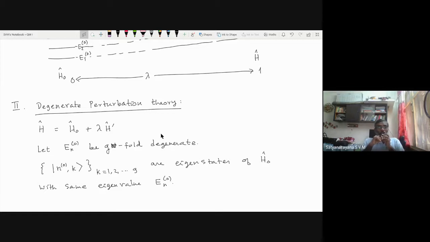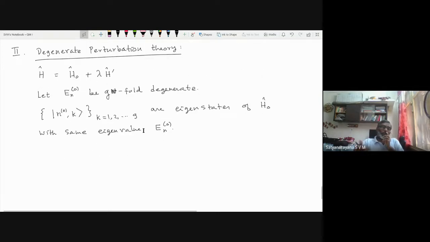Okay. Now suppose I use the same formula as in the previous case. I want to find the eigenvalues by just taking the expectation value in this situation. Now you see that formula will not work. Why will that formula not work?